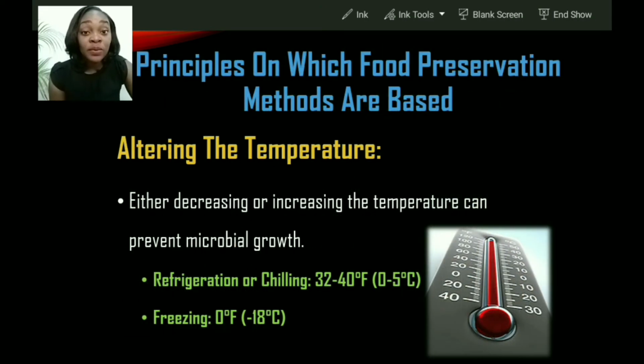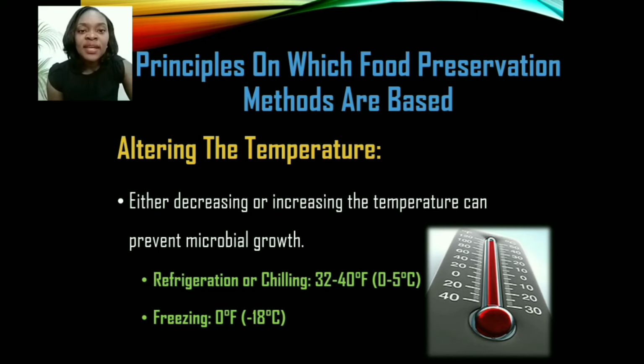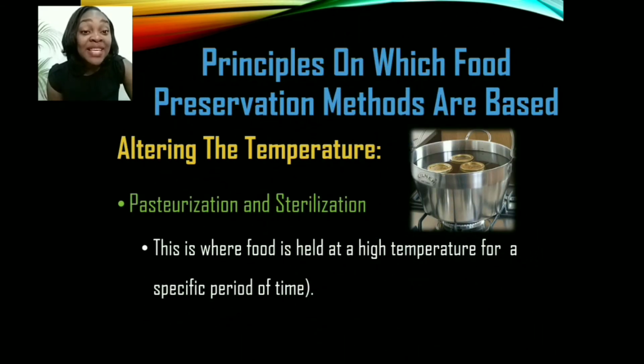Now, the next principle that we'll be looking at is altering the temperature. Either decreasing or increasing the temperature can prevent microbial growth. So we may speak of refrigeration or chilling, and this should be at a temperature of 32 to 40 degrees Fahrenheit. And we also speak of freezing, which must be at 0 degrees Fahrenheit, right? Also, on the heat side, we'll be looking at pasteurization and sterilization. This is where food is held at a high temperature for a specific period of time.